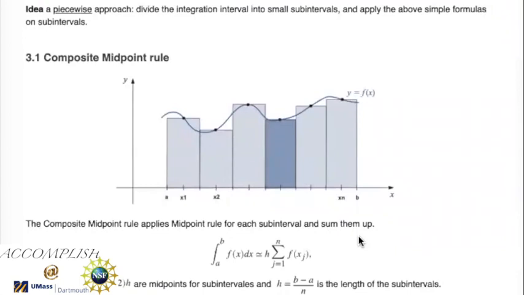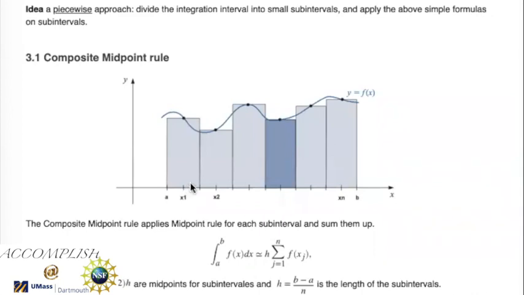The idea here is that if your function, the integrand, is very complicated and varies a lot, it will not be possible to approximate the integration by just one, two, three, or four simple nodes. So what we can do is divide the whole integration interval into sub-intervals, and then for each sub-interval, we apply the simple rule.